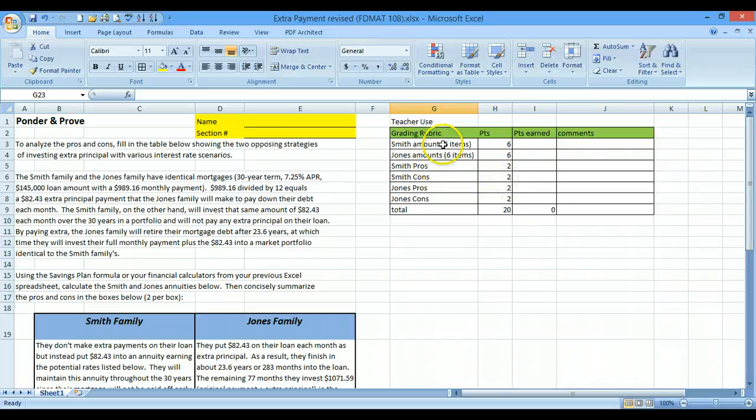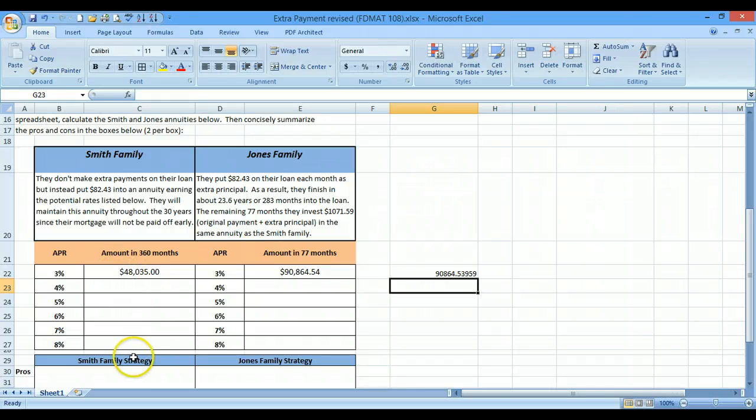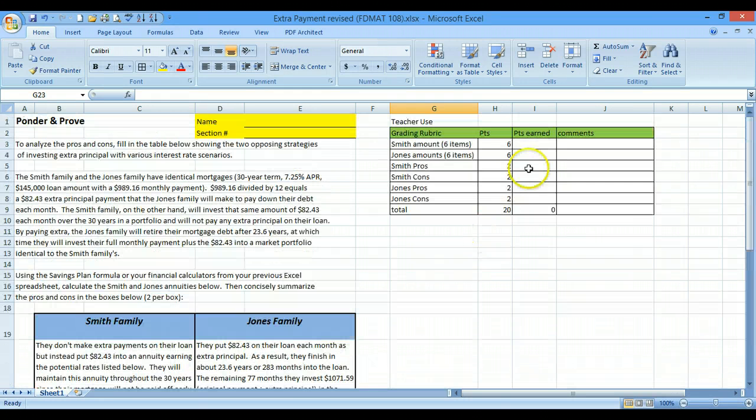Up here, you'll see how I'm grading this. I'm looking for the 6 totals for the Smith family, the 6 totals for the Jones family at different percentages, then 2 points for giving me the pros for the Smith and the cons for the Smith, the pros for the Jones and the cons for the Jones, giving the project a total of 20 points. And for the Smith and the Jones pros and cons, one line isn't enough. You need to give me a couple of ideas and show me that you've really thought through the pros and cons for both scenarios. All right, that's your project for the extra payment. Good luck on it.